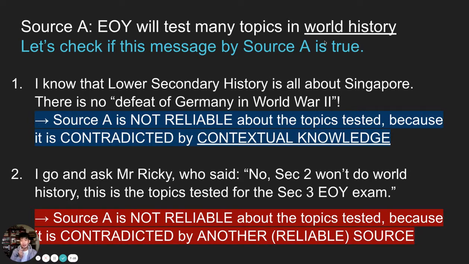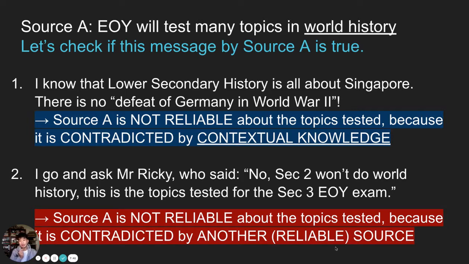Because what source A says is contradicted, or another word for this is challenged, by my contextual knowledge that I've provided here. So what source A says is false, which means that source A is not reliable, cannot be trusted, cannot be believed. It's not credible as evidence.